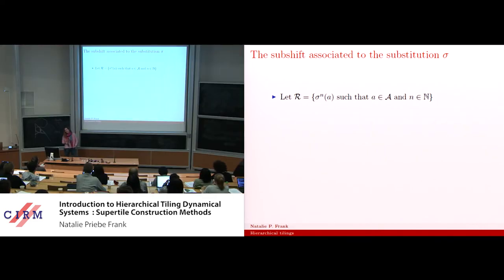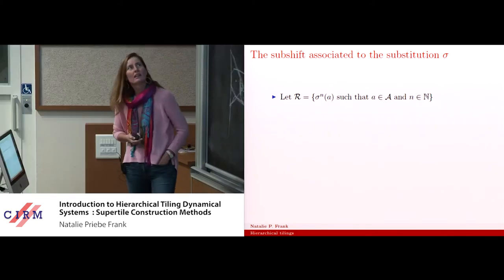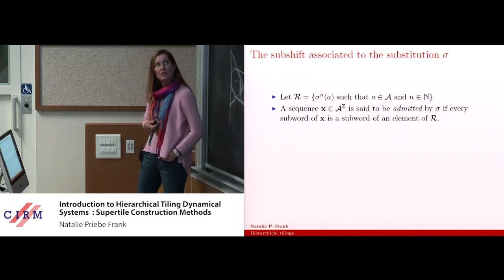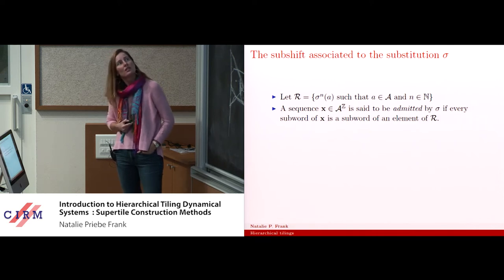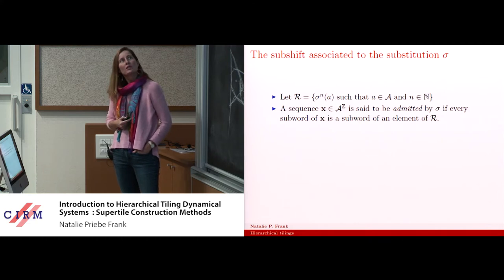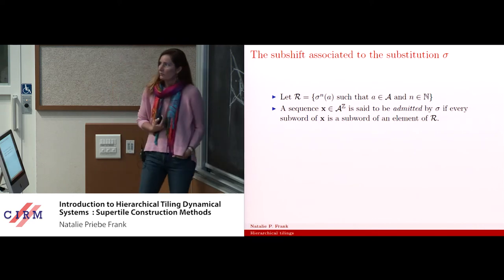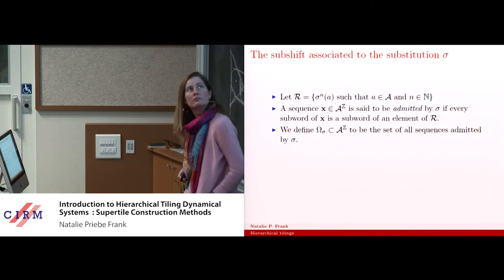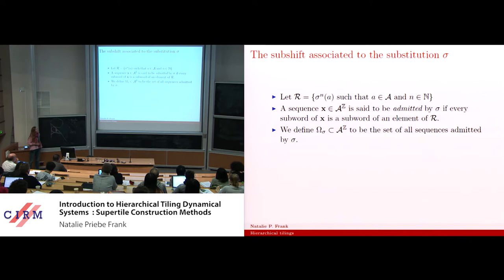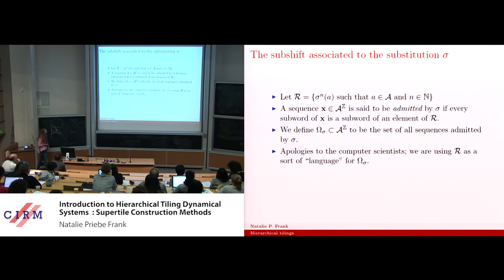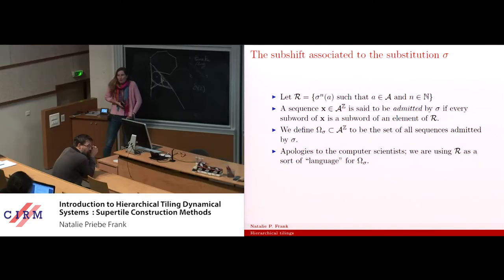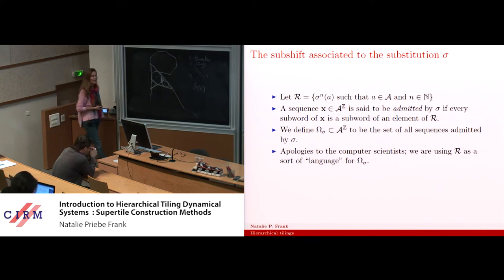All right, so you can make a subshift associated with a substitution in at least the two ways that I talked about last time, but let's just take the set of all words that are N super words, and use it kind of like a language. So a sequence is said to be admitted by the substitution if every subword that you see in it looks like a piece of one of these. All right, and so I'll make a subshift as the set of all sequences admitted by the substitution. And I'm using the word language. I know there's probably some actual meaning of that, but I'm using that as shorthand.